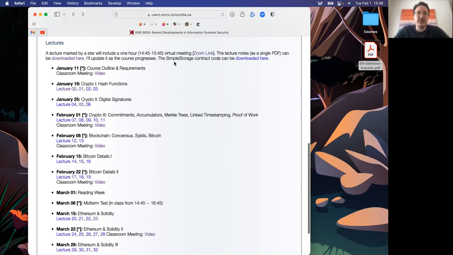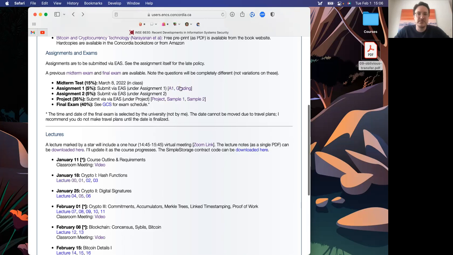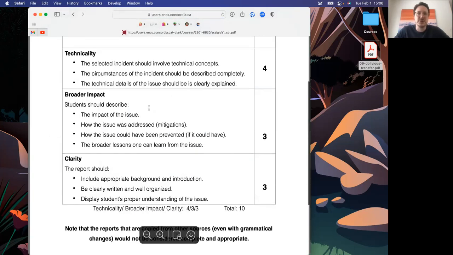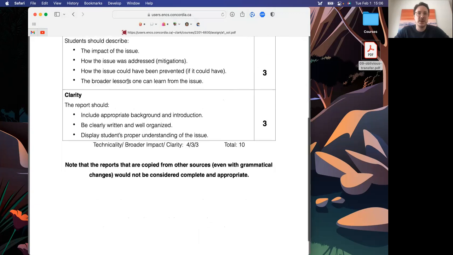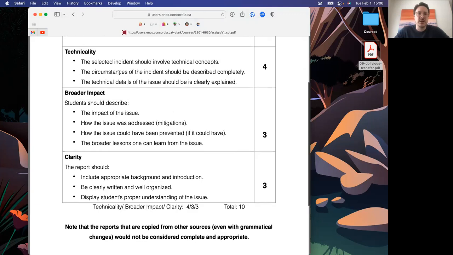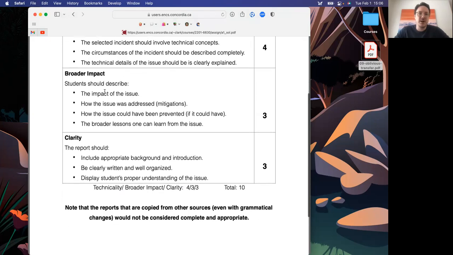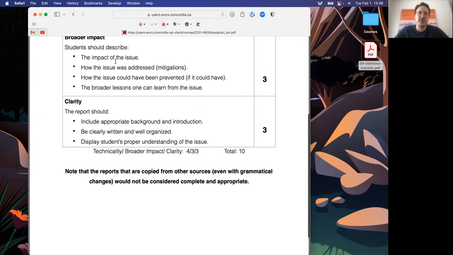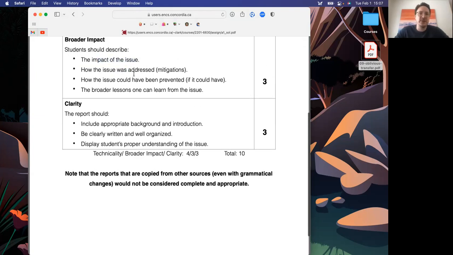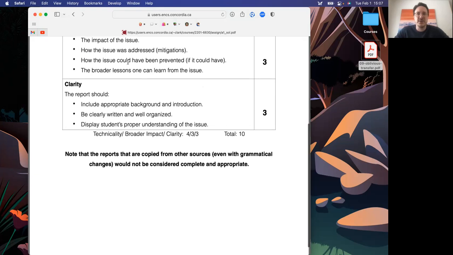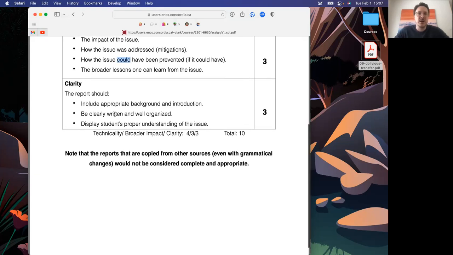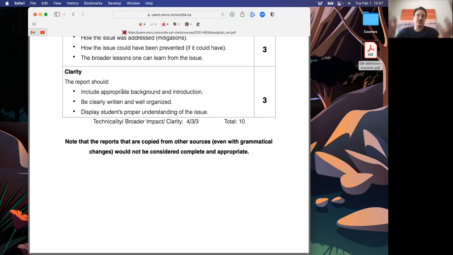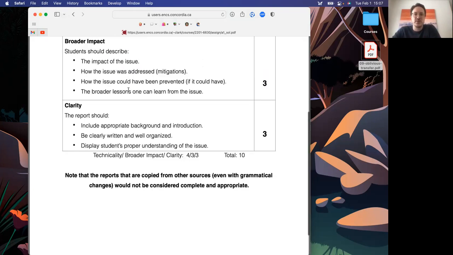There is a marking guide for the report, grading. It's very similar to the project, but basically I want to see some technical depth. I want to see what the impact of it is, and once again, these can be more theoretical. So it is written in terms of a specific incident, and then I just want something that's interesting and it's clear and logical and things like that. It's written in a good way.